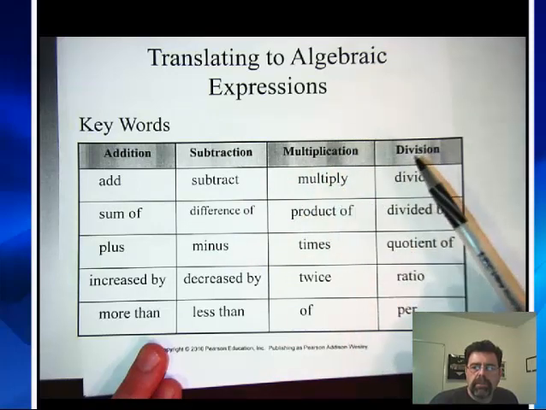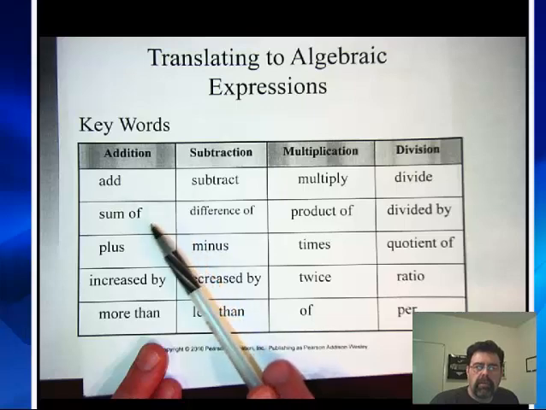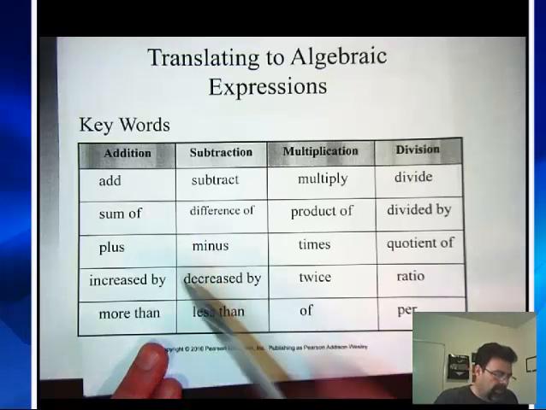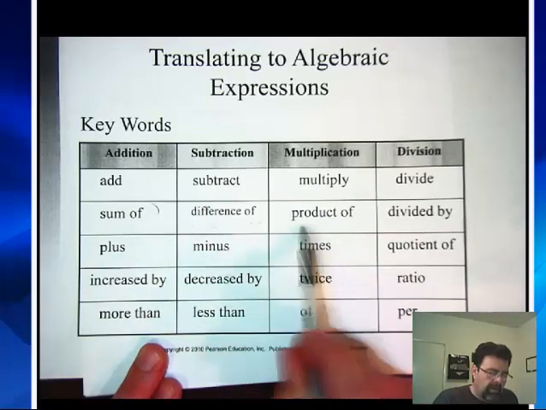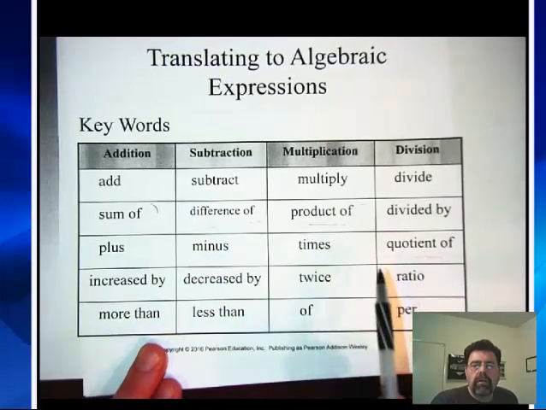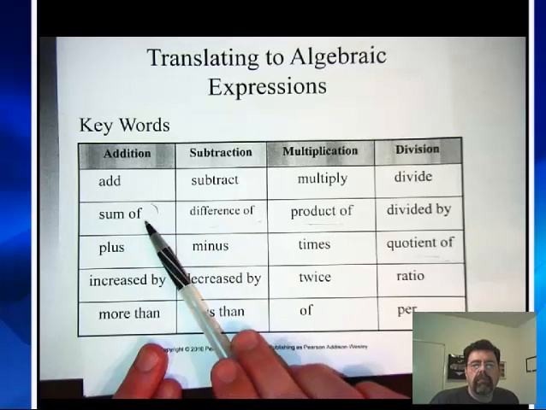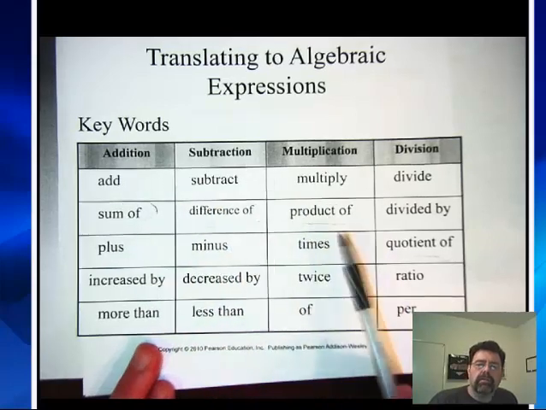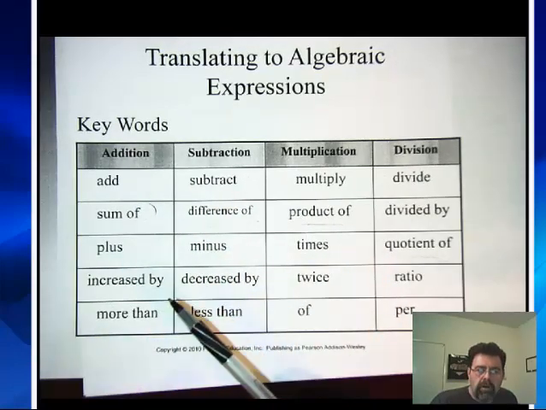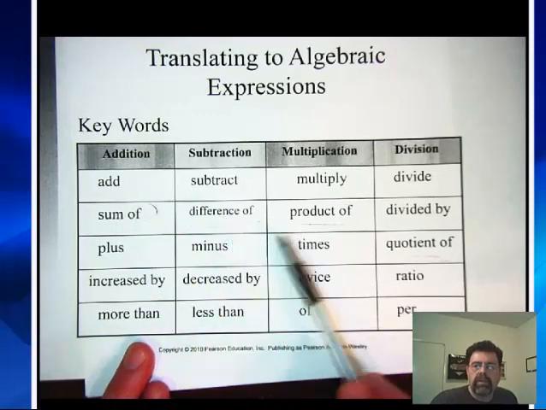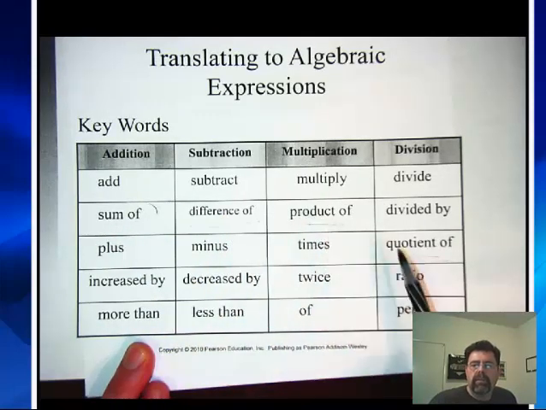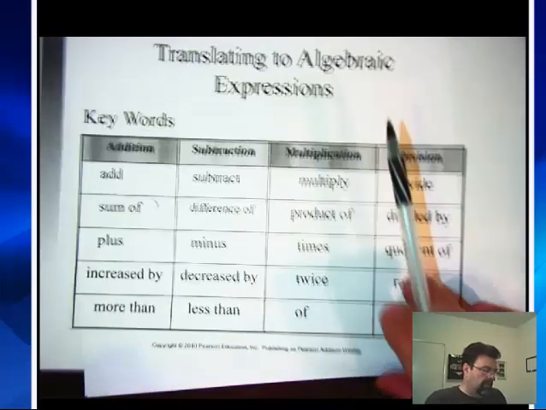Multiplication and division. The one I want to talk a little bit about is this structure here: the sum of, difference of, product of, quotient of. Now all of those are the result of adding two numbers, subtracting two numbers, multiplying two numbers, dividing two numbers.